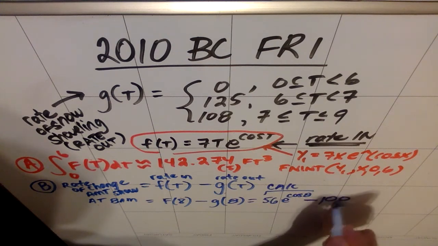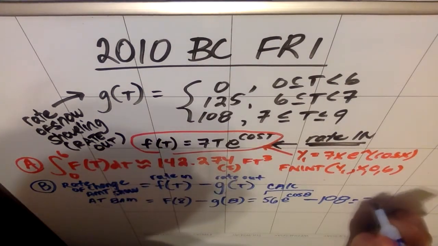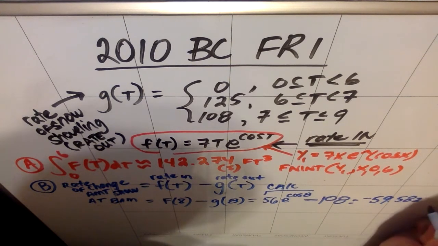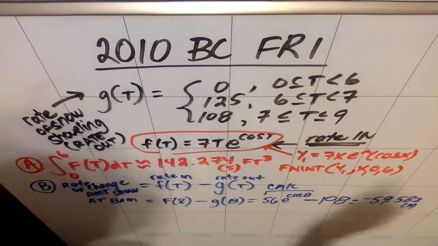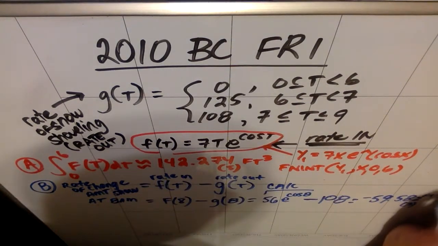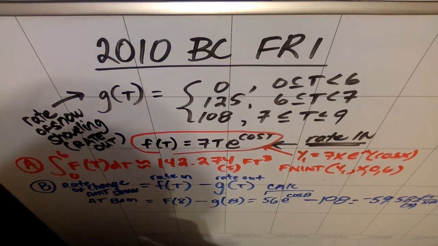Minus 108, which I got from using the piecewise function, and when I do that, I'm going to get a negative 59.582, or 3, and because it's the rate of change of the amount of snow, it would be feet cubed per hour. Double check your units. You always want to make sure you have your units.